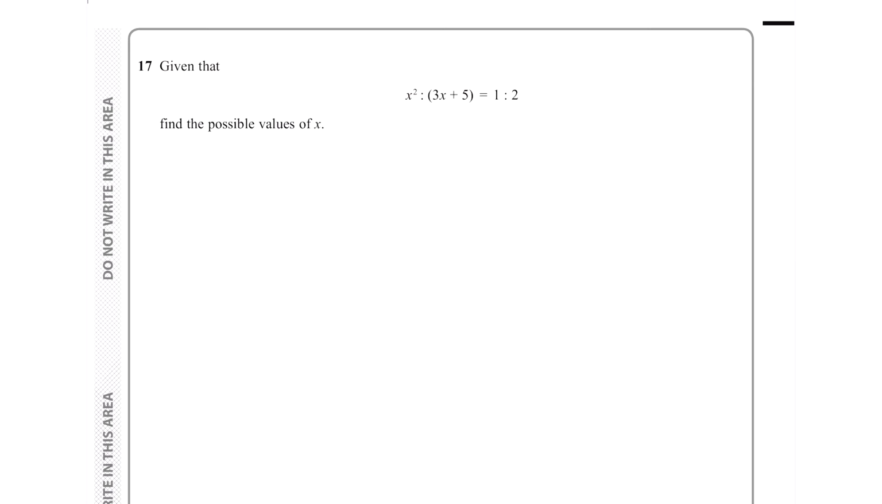So given that x squared to the ratio of 3x plus 5 is equal to the ratio of 1 to 2, find all possible values of x. So you can write this out as a fraction, so this can be written as x squared over 3x plus 5 is equal to 1 over 2. Now get rid of the denominators, times each side by 2, and then times each side by 3x plus 5. So if I move this over there, that will give me 3x plus 5. And if I move this over there, that gives me 2x squared. If I rearrange that, that's 2x squared minus 3x minus 5 is equal to 0.